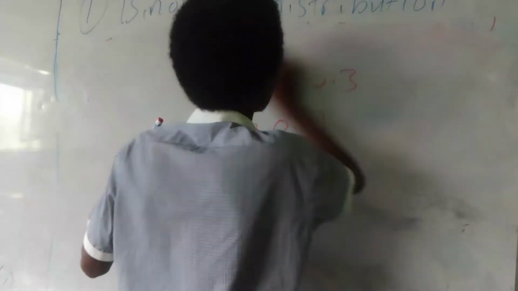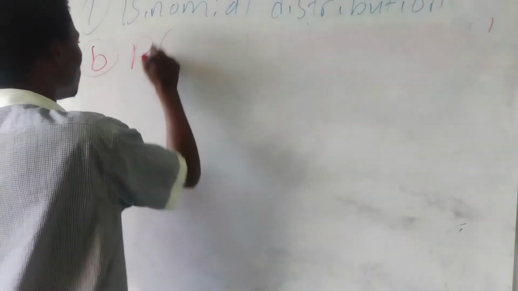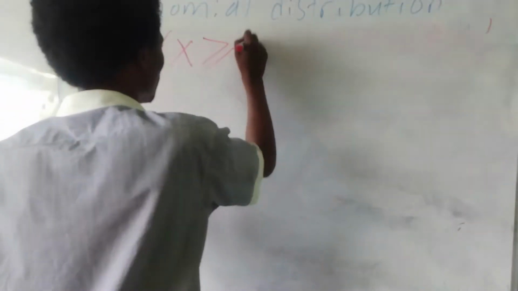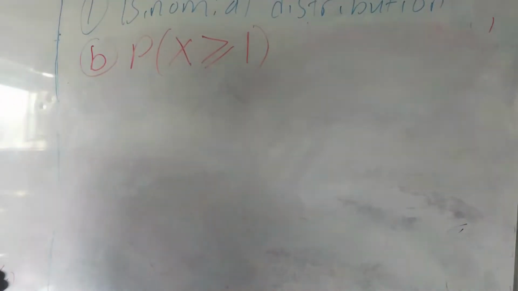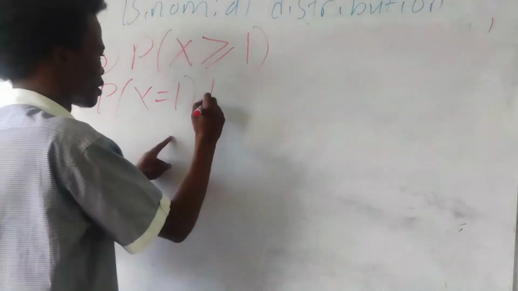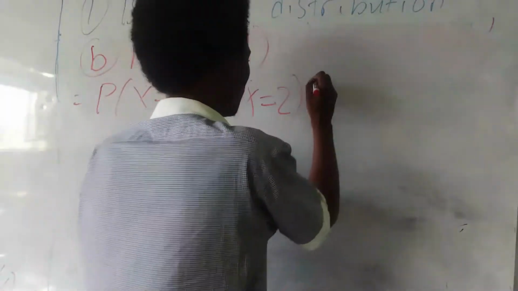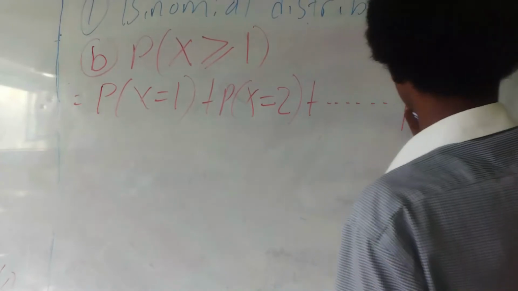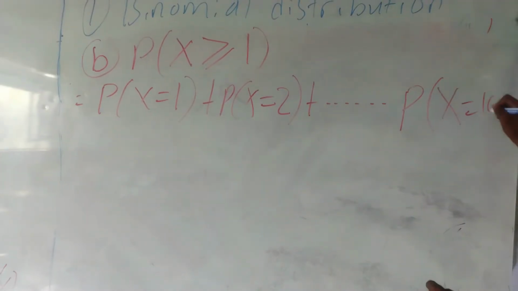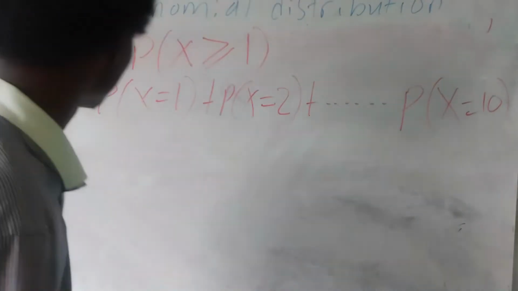So I'm going to say probability of x is greater than or equal to 1. It equals probability of x is equal to 1 plus probability of x is equal to 2 plus up to probability of x is equal to 10. So this method is too long.